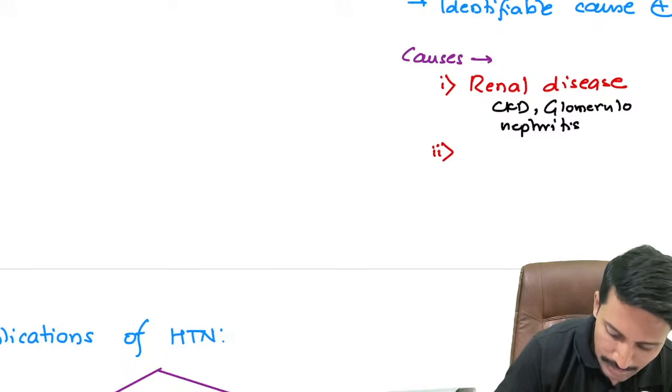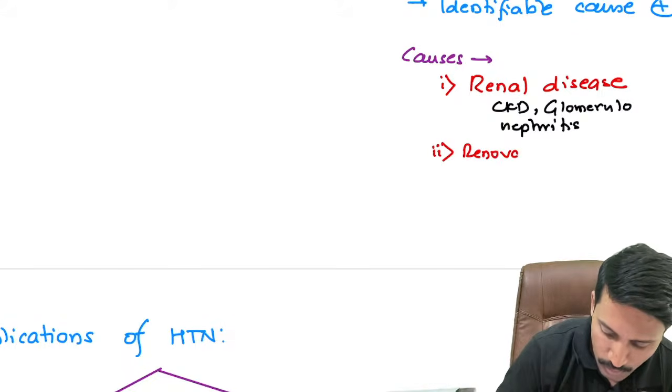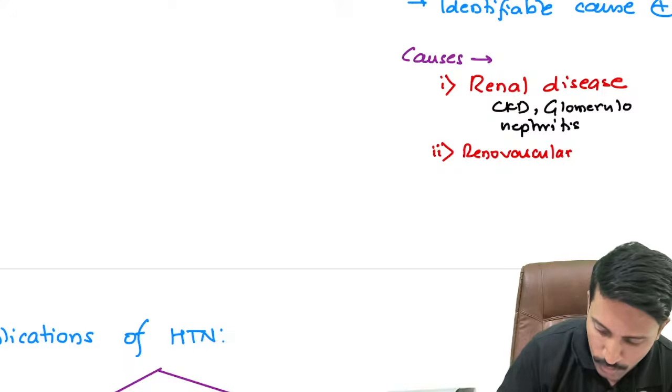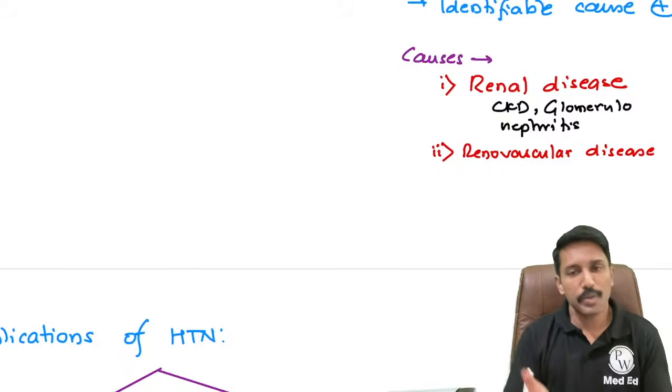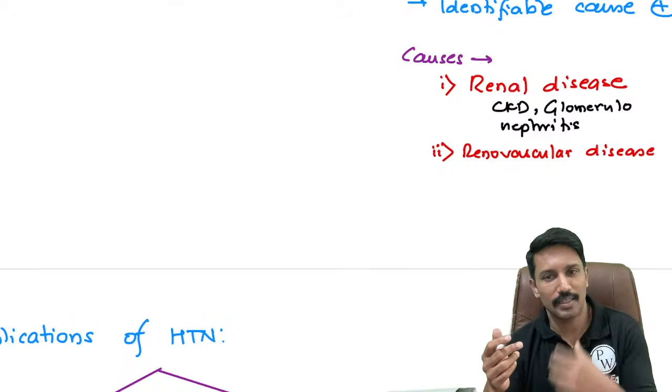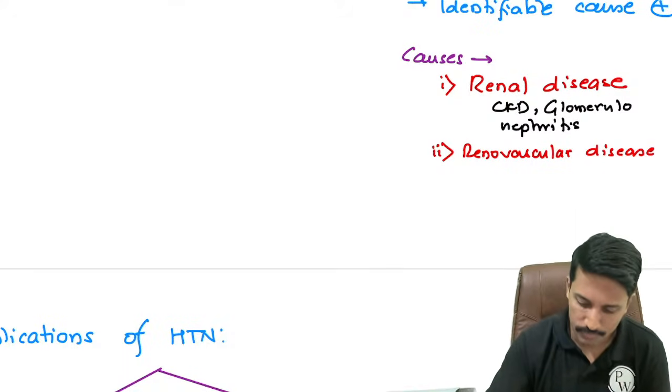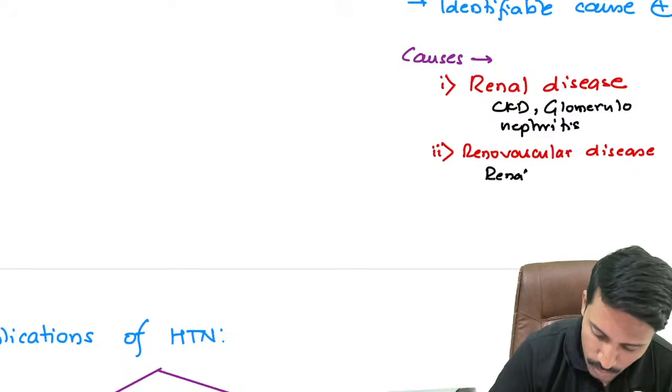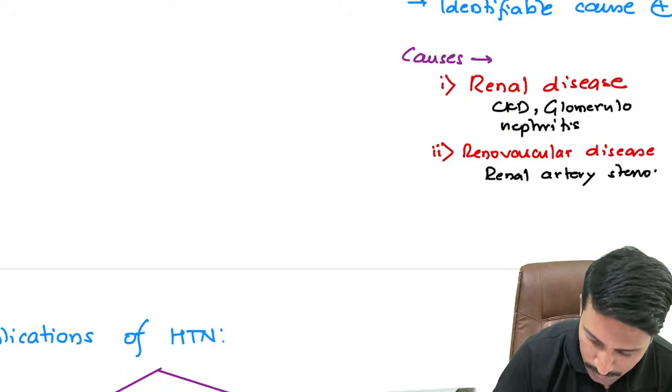Second, renovascular disease. Now, what do I mean by that? If the blood supply to the kidney is cut off, BP increases. Why? Because to regulate the blood flow to the kidney, we have the RAS that gets activated and BP increases. Like renal artery stenosis.